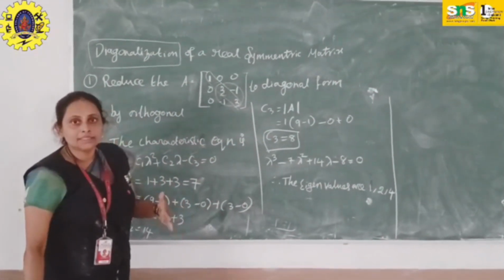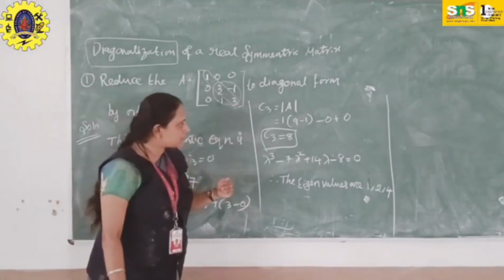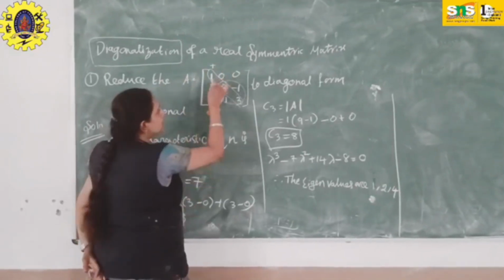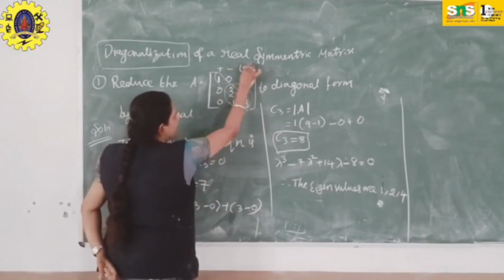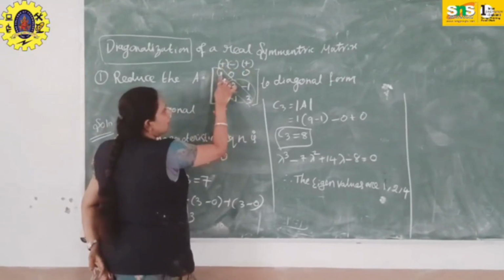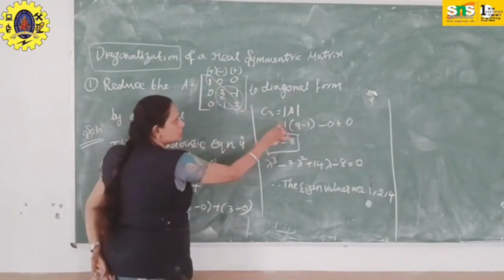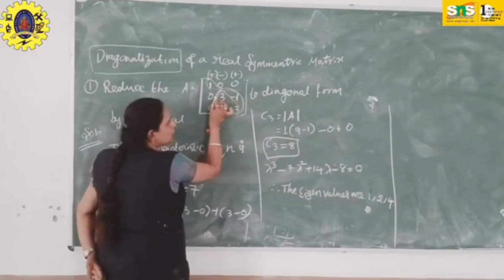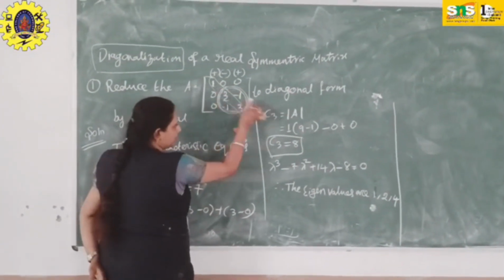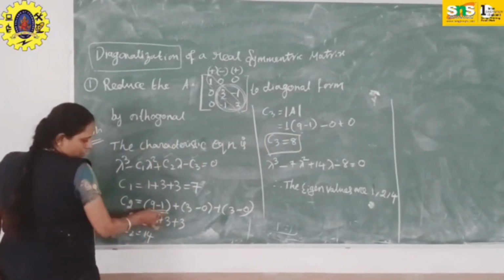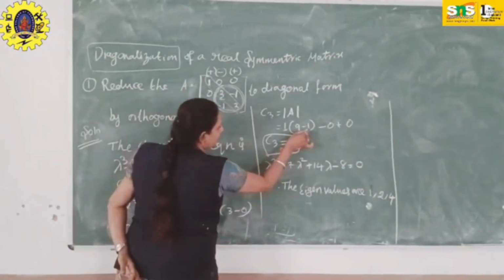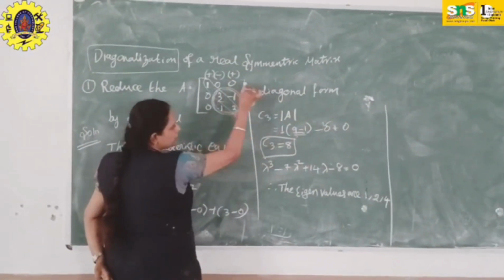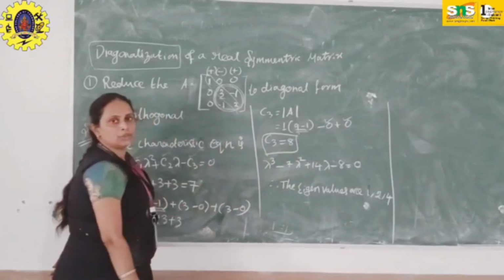Next, how can we find c3? C3 is the determinant of A. In this determinant of A, we use plus, then minus, then plus. Here we include 1, so I am writing 1. The remaining determinant is already solved, that is 8, so we put 8. Next, 0 into anything is 0, so we put 0, and also 0. So the c3 value is 8.